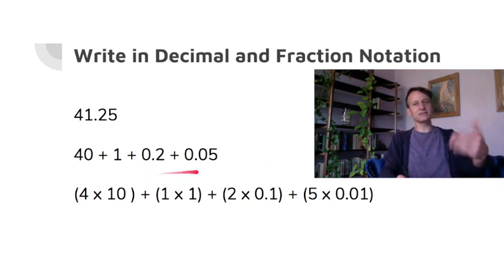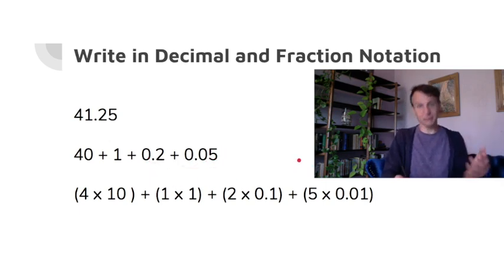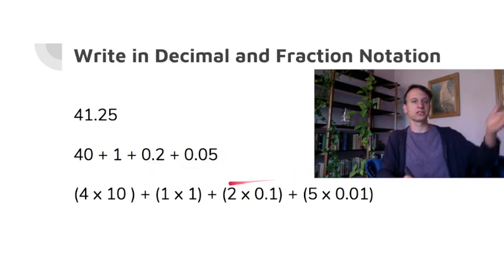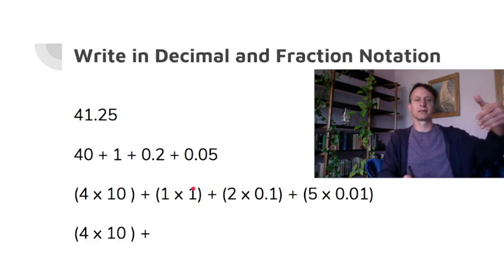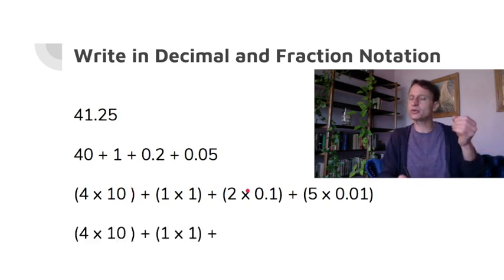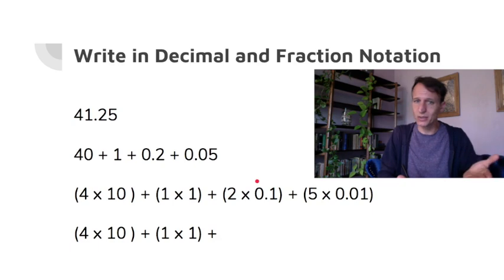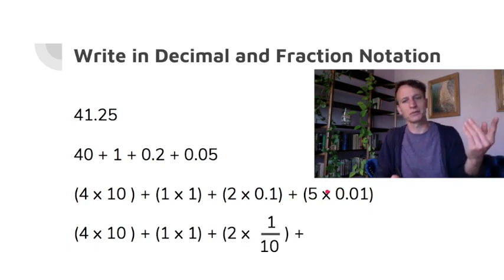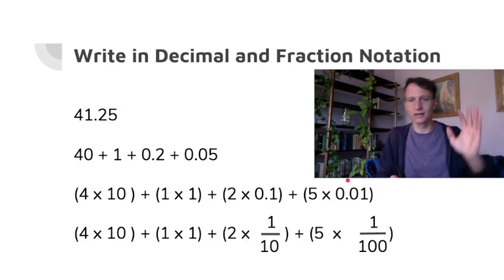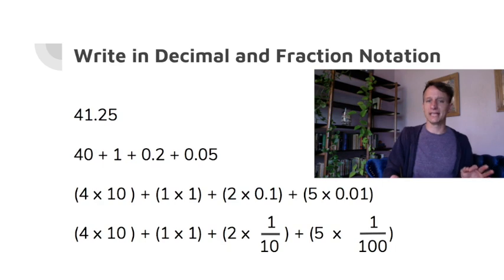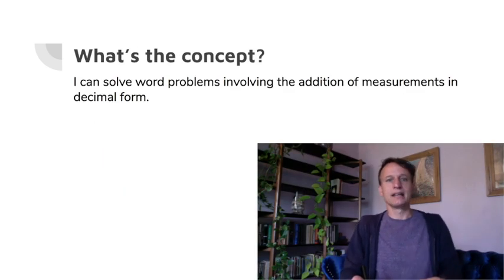Very good. Now in fraction form, it's going to be the same thing, but different in that it's fractions. So 4 times 10 plus 1 times 1 plus 2 times, again, we'd say 1/10, but write it in fraction form, plus 5 times 1/100th in fraction form. Now we get into it.